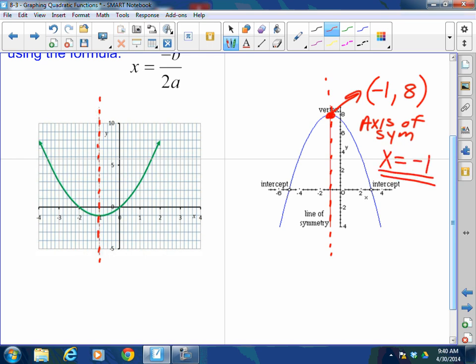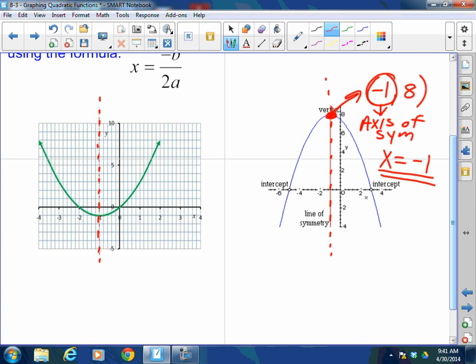I don't need to do any calculations. I don't need to plug in the formula negative b over 2a if I was given a graph and I can locate the vertex. Once I have the vertex, the x value of the vertex equals the axis of symmetry. And vice versa. Once I find the axis of symmetry, I plug that x value into the function, and I find my y value for the vertex.